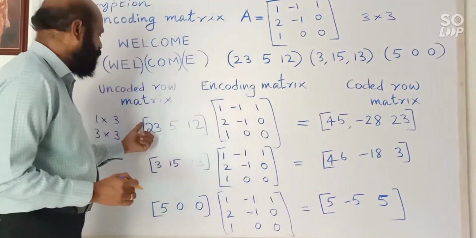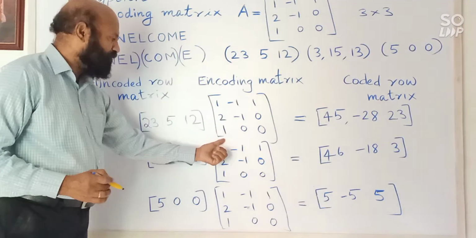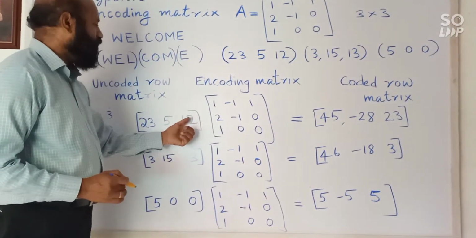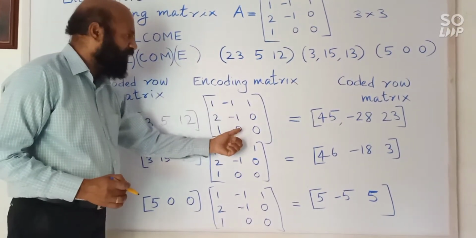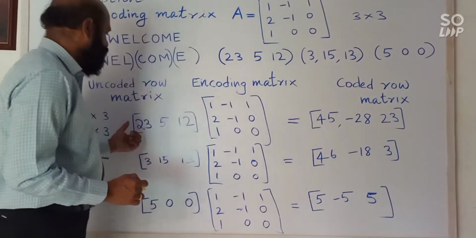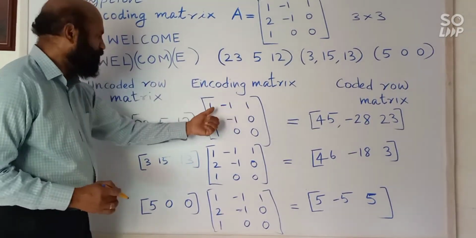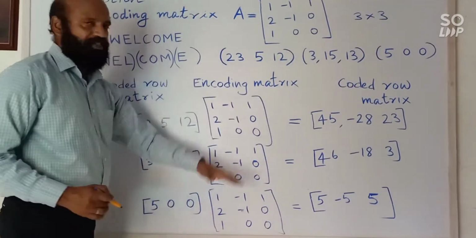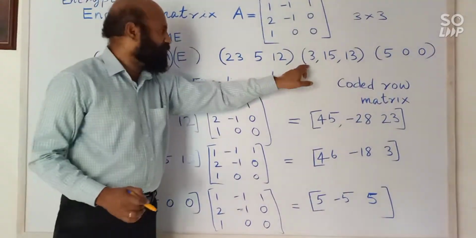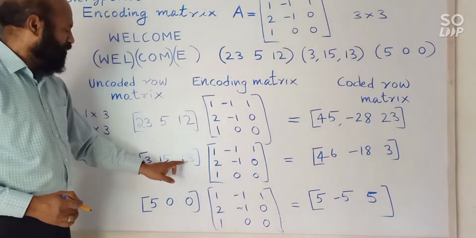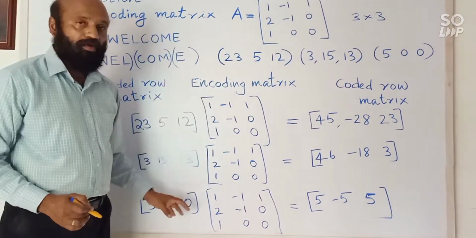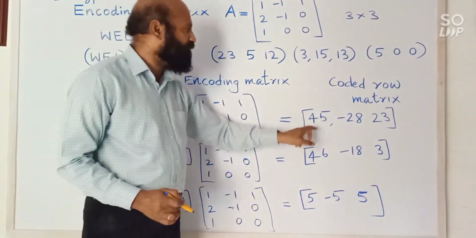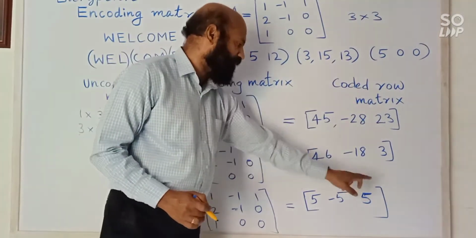So this you multiply with this and add, you will get 45. Then these elements you multiply by this and add, you will get this. Then this you multiply by this and add, you will get this. Similarly, you complete each one. This 3, 15, 13, each one you multiply by the encoding matrix. So you will get a coded row matrix.